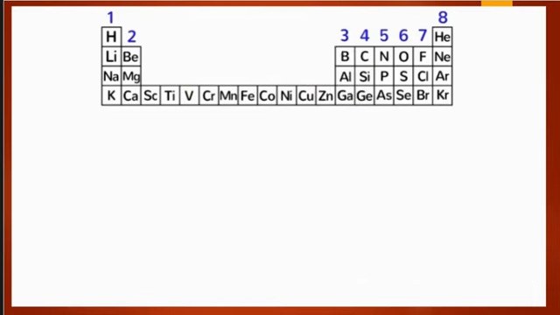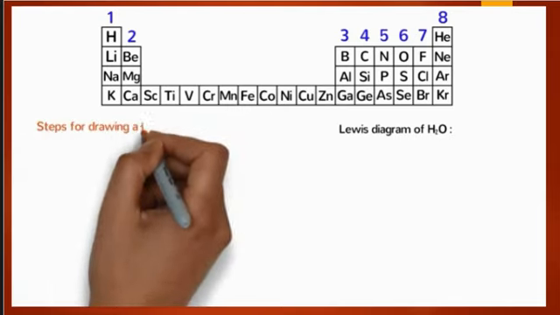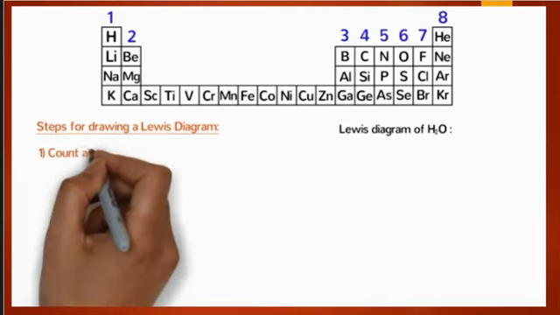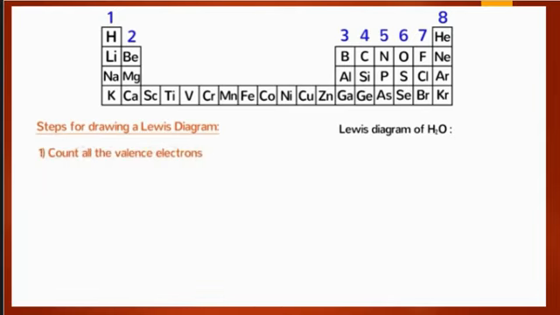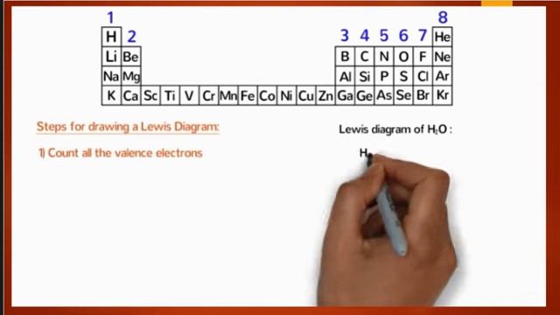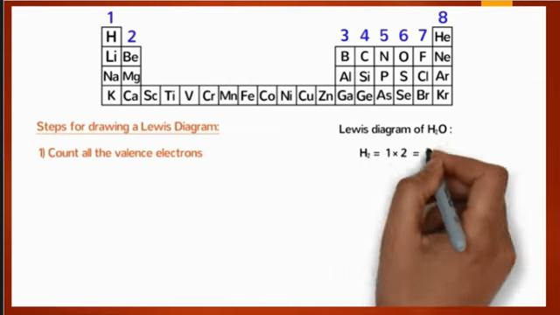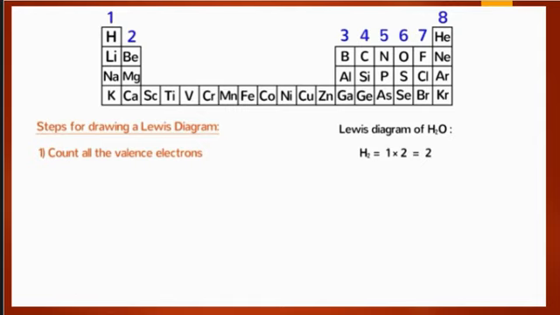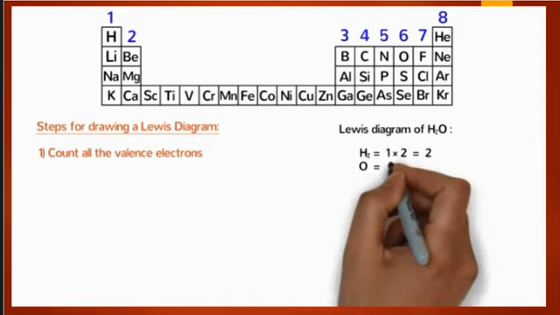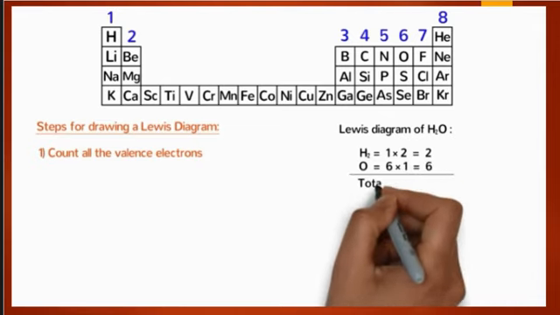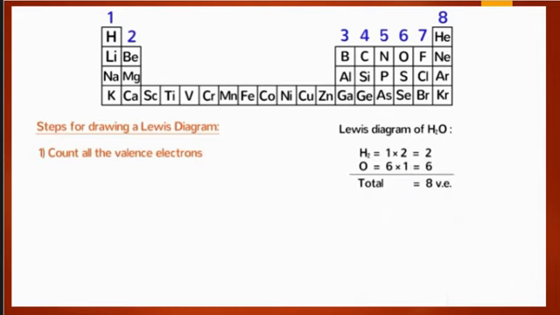Let's start with water, H2O. There are 5 important steps that you need to follow when drawing the Lewis diagram of a molecule. First, count all of the valence electrons in the molecule. For water, each hydrogen has 1 electron, and we multiply that by 2 because there are 2 hydrogens in the molecule. The oxygen has 6 valence electrons. Add those all up, and we have a total of 8 valence electrons for the water molecule.